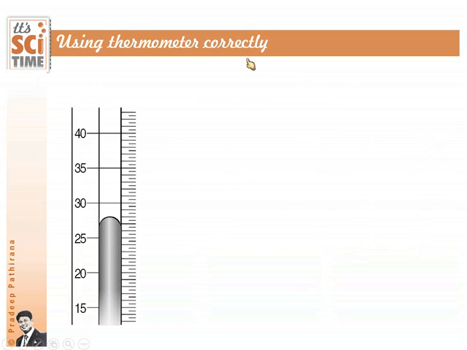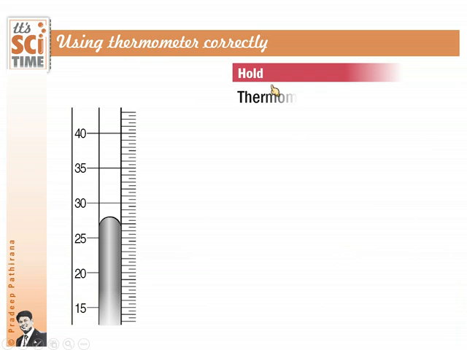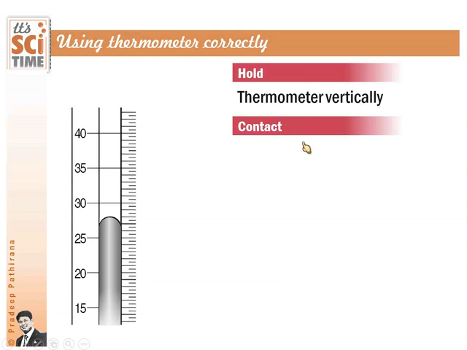Using a thermometer correctly, how do we do that, or what are the basic principles or practices when using thermometers? First one, you have to hold the thermometer vertically. That means vertical like this. Second, contact the thermometer bulb with the object. If it is a liquid, we have to sink it in the liquid. So contact is the next important thing.